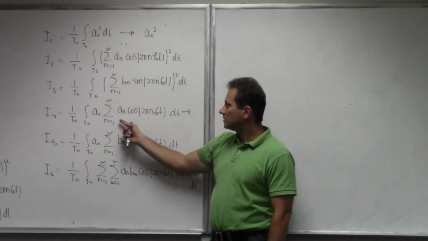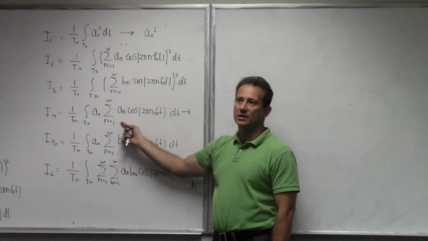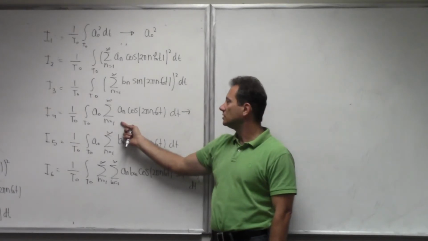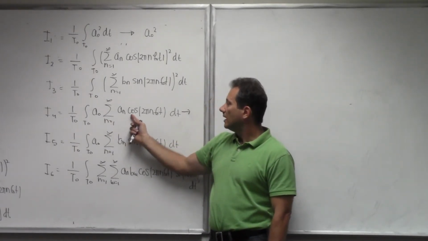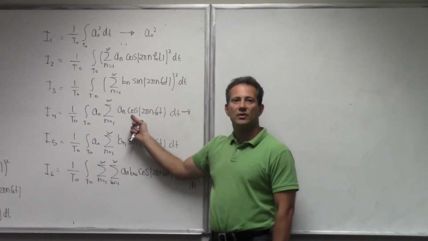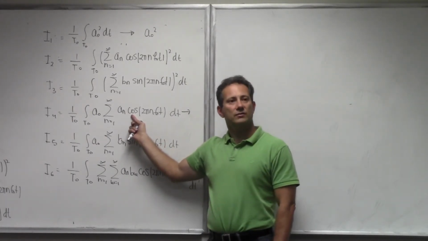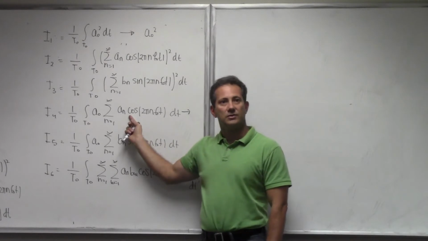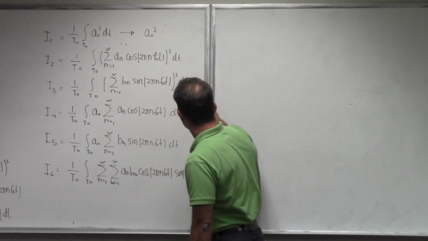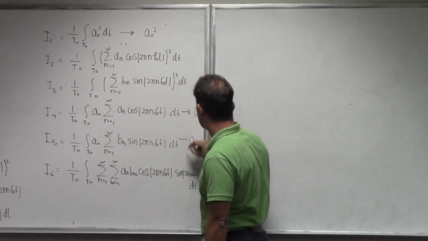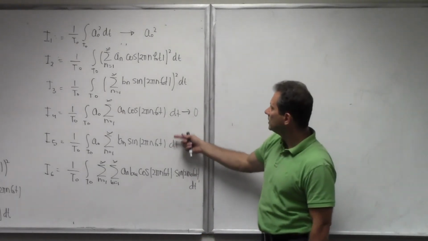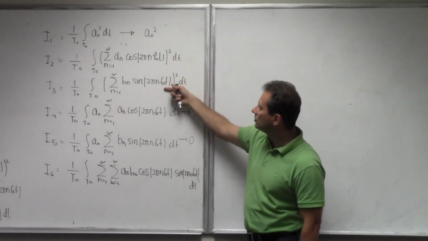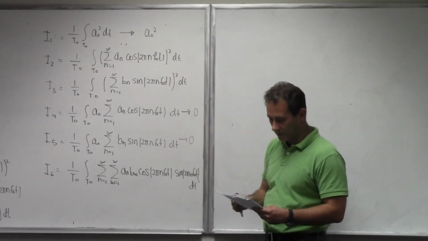Well, you can see that the integration and summations are linear operators. They can change the order. So this integral can come inside. And this is really the average of a cosine. What is the average of the cosine? 0, right? So this one is 0. How about this one? 0 as well. So what we need to do is we need to do some work here, and we need to do some work in this one here.